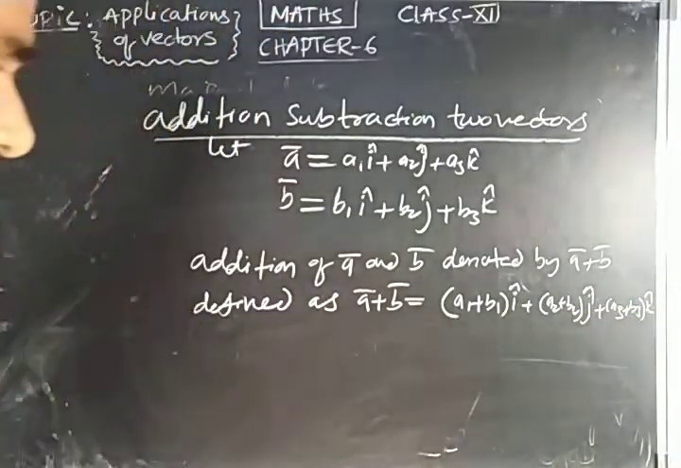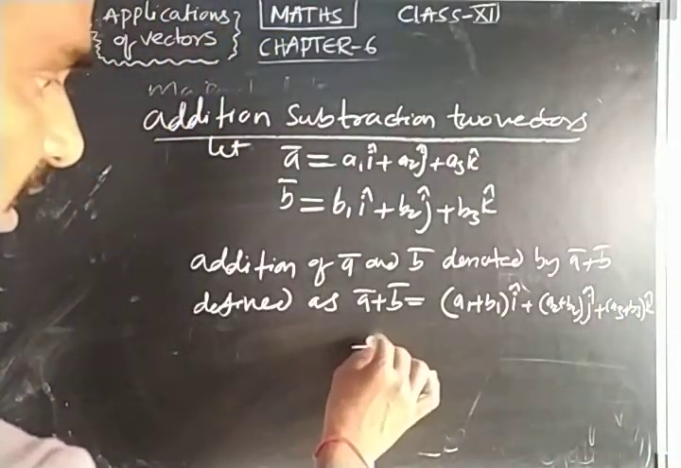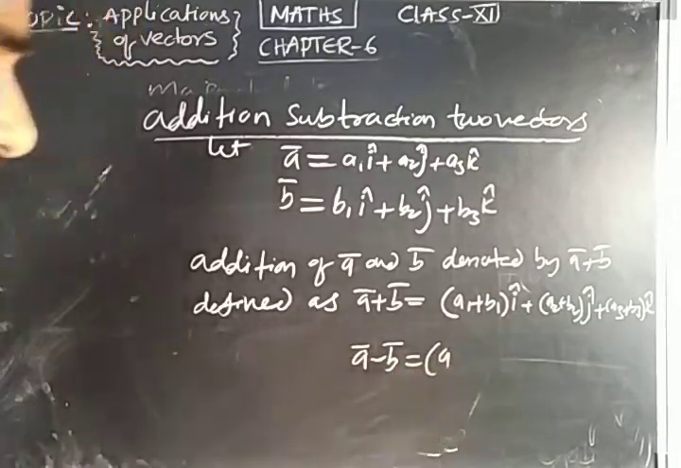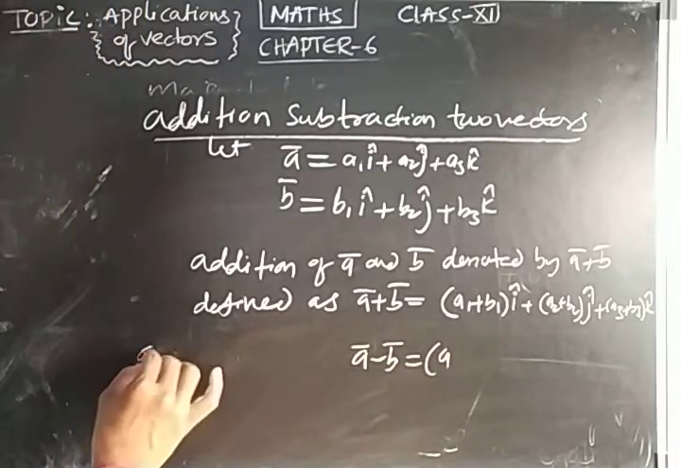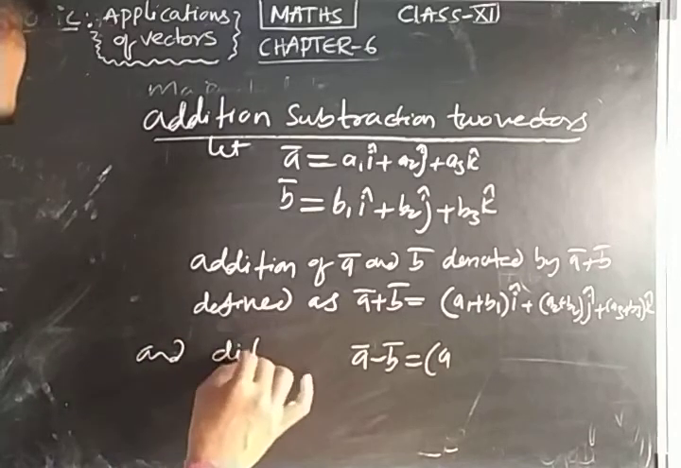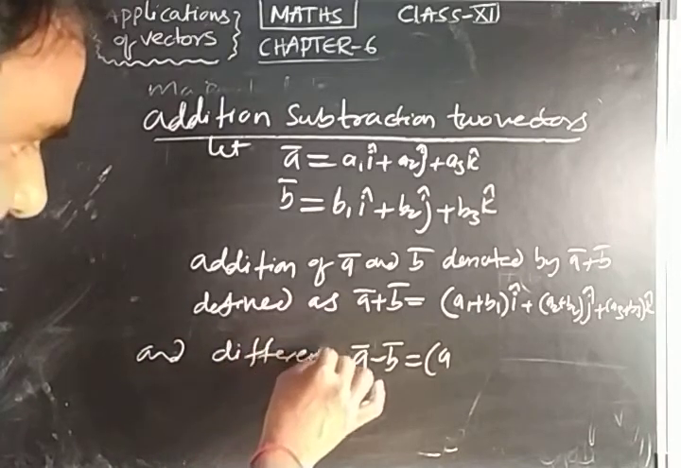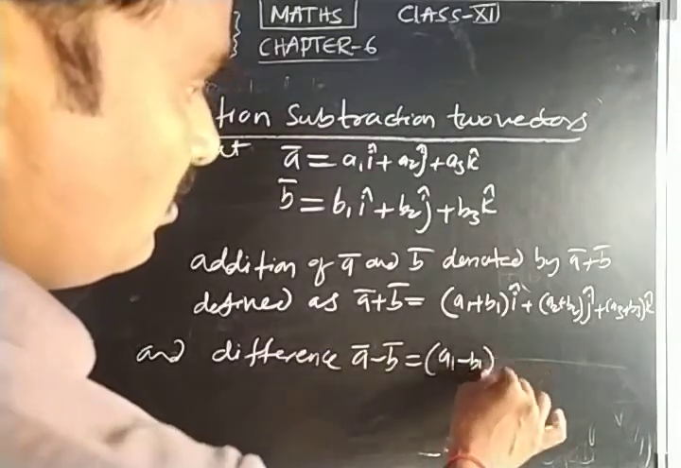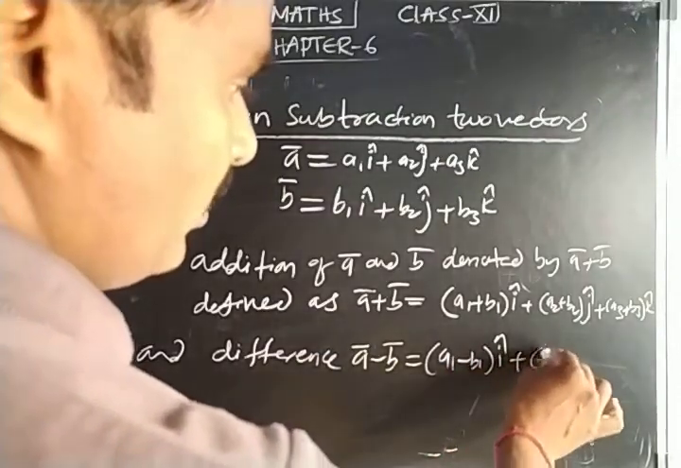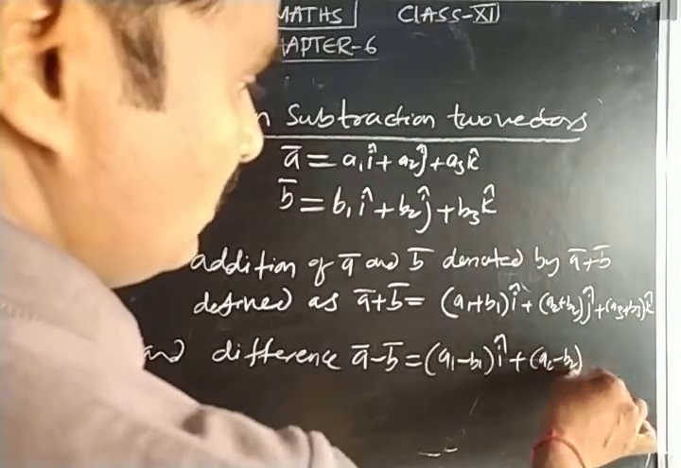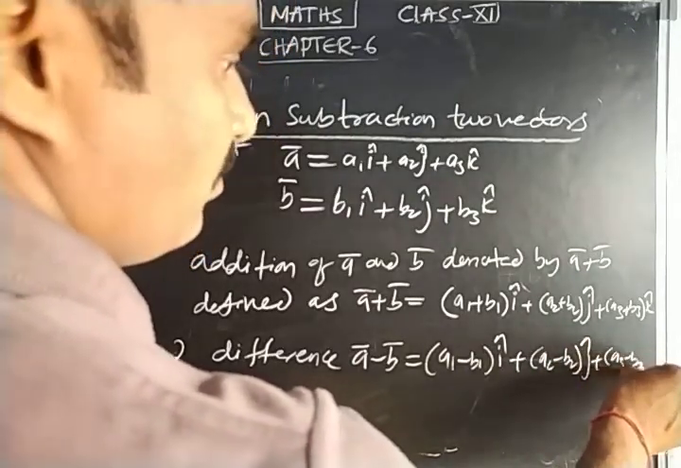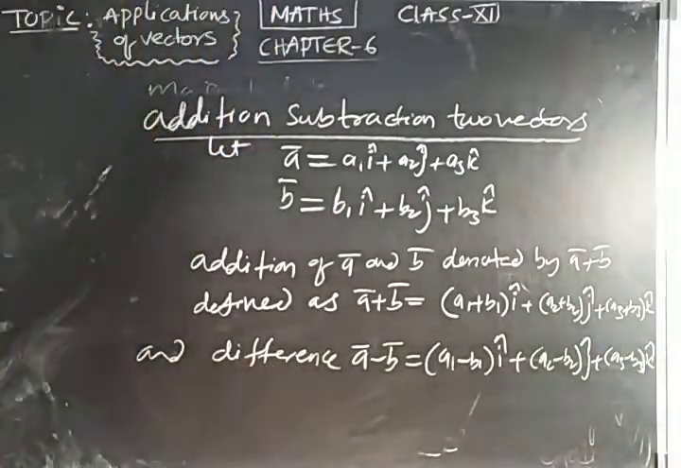This is for addition. Similarly, the difference is denoted by a bar minus b bar, defined as a1 minus b1 i cap, a2 minus b2 j cap, a3 minus b3 k cap. Right? This is the addition and subtraction of two vectors.